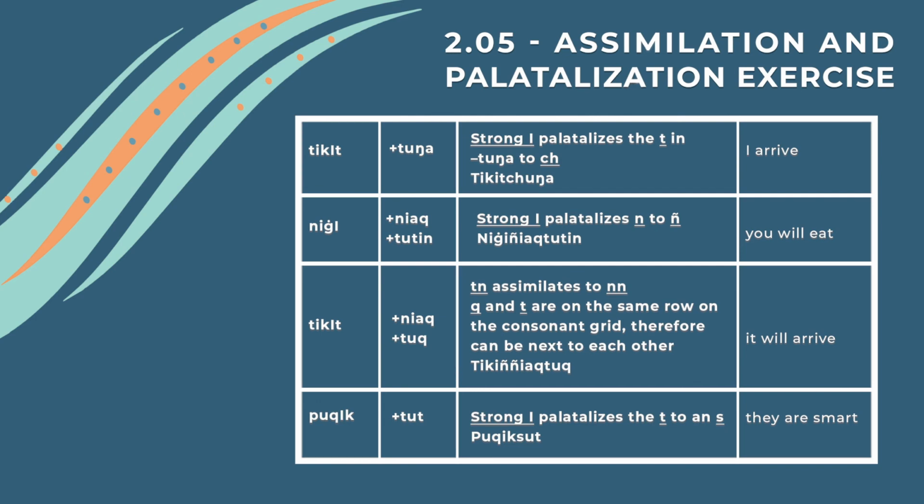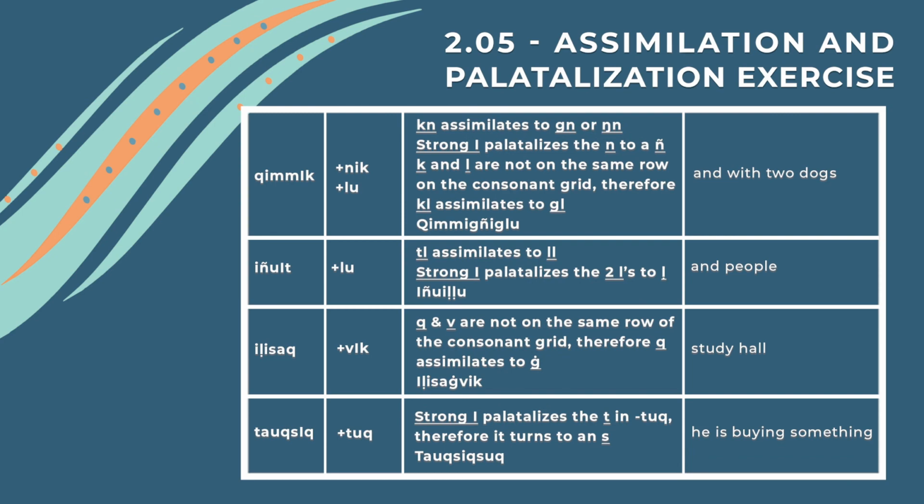Pukik plus tut. Strong I palatalizes the T to become an S. Pukiksut. Qimmik plus nik plus lu. KN assimilates to GN or N with the tail N. Strong I palatalizes the N in nik to an N with the brow. K and L are not on the same row on the consonant grid, so therefore KL assimilates to GL. Qimmiginiglu, and with two dogs.